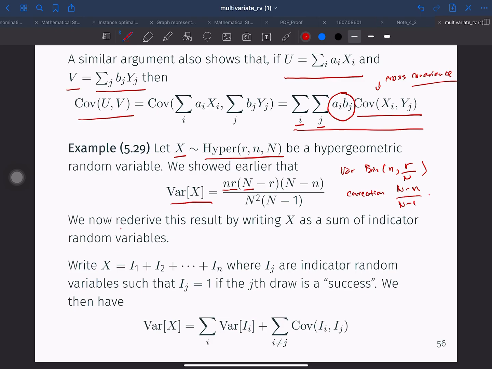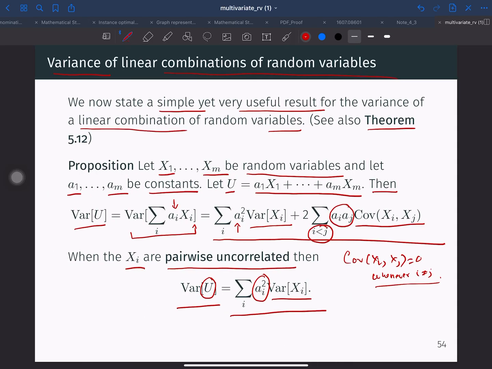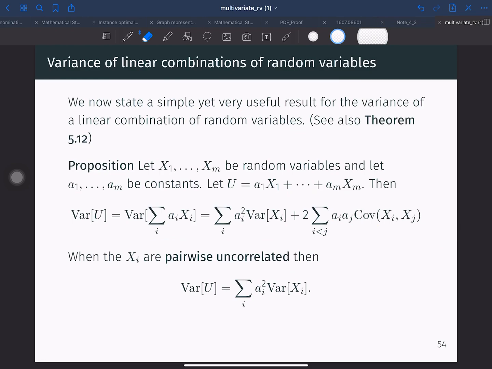We now rederive this result, but now by writing X as a linear combination of indicator random variables and applying this result here. So let me just clear this out so we can see more clearly here. Clear page. Yep, where we will now apply this result here.